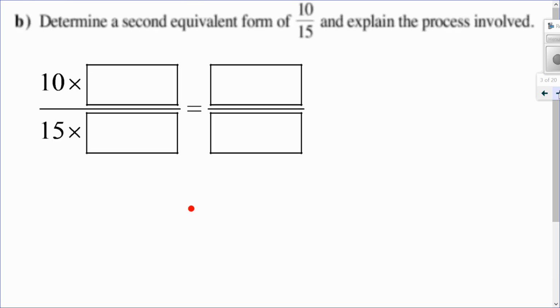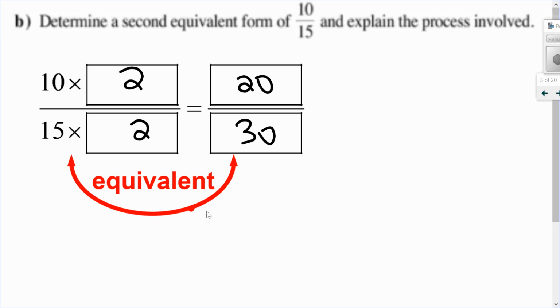Let's look at another one. Say if we wanted to create another equivalent form. Now we can divide, but we can also multiply. So say I multiplied numerator and denominator by 2. I would get 20 over 30. So since I multiplied the numerator and the denominator by the same value, these fractions are also equivalent. Equivalent meaning they have the same value, they just look different.